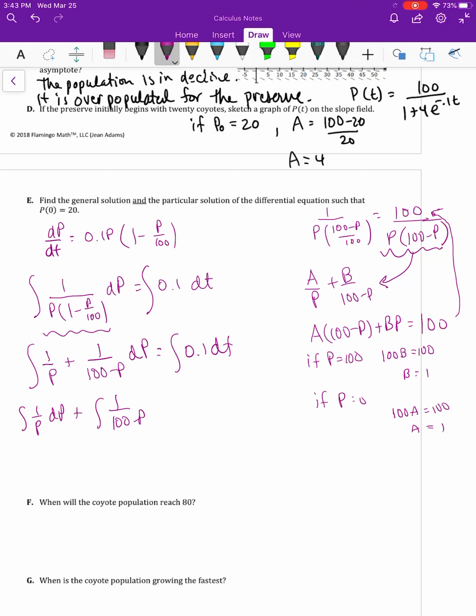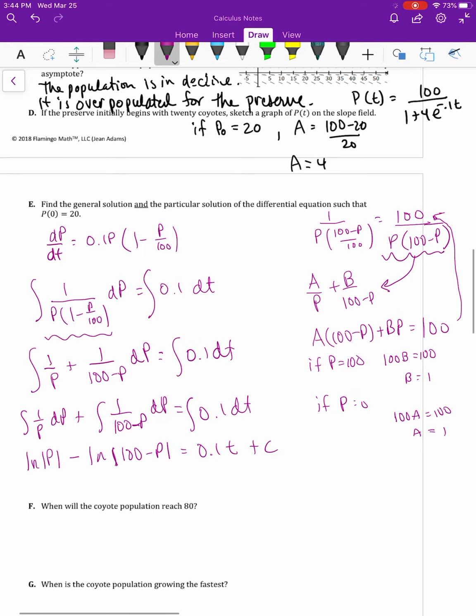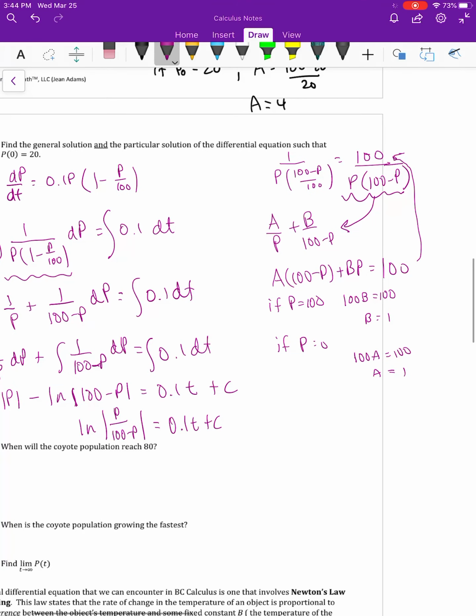And so now we'll split these up. Integral of 1 over p dp plus integral of 1 over 100 minus p dp equals integral of 0.1 dt. So natural log of the absolute value of p, and remember minus, because when you take the derivative here you get -1, natural log of the absolute value of 100 minus p equals 0.1t plus c. And then this becomes ln, absolute value of p over 100 minus p equals 0.1t plus c. We're going to continue it over here. Negative, so that we can get the monomial in the denominator.